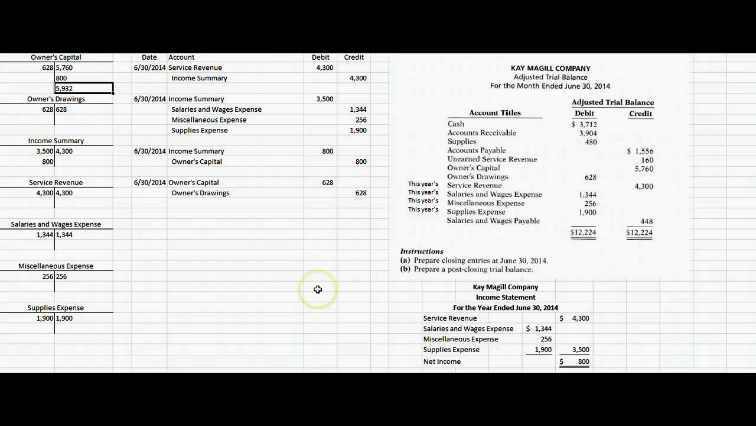And then the post-closing trial balance, all the balance sheet accounts would be the same, except that the owner's capital would now show a balance of 5932. The drawings account would have a zero balance, and all the service revenue and expense accounts would all have zero balances. All right, I hope that helps you understand the closing process. It's not that complicated. It's just different from anything else we've ever done before.